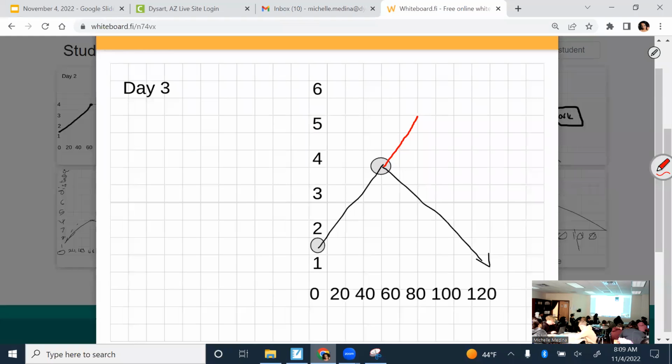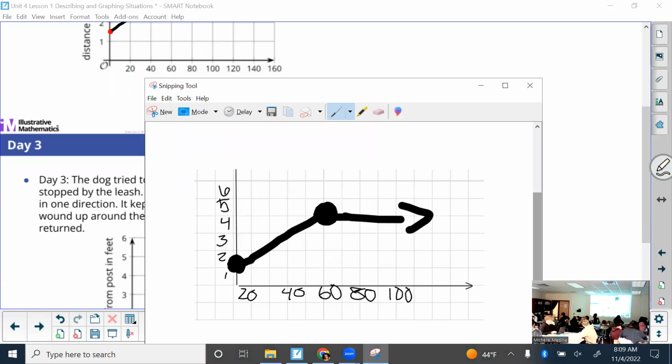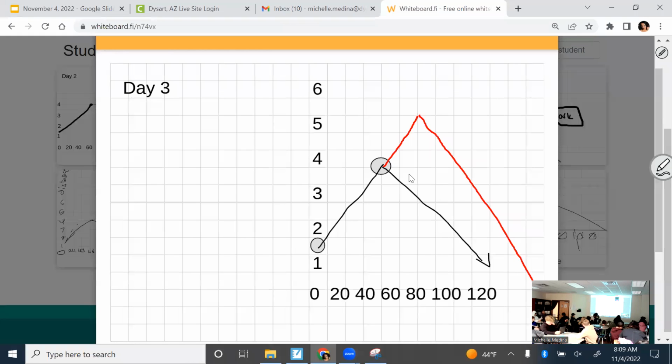So as it gets wound up, does it get close to the post or farther from the post? As it keeps walking around at a constant rate, it starts getting really close to the post until it can't go anymore. So I do think that was really good. It just needed to be brought up to the 5 mark. All right, questions on this activity? So let me go back. Sketch this. I'll freeze it for day 3, but fix it so it goes up to the red line. But otherwise, that's really good.